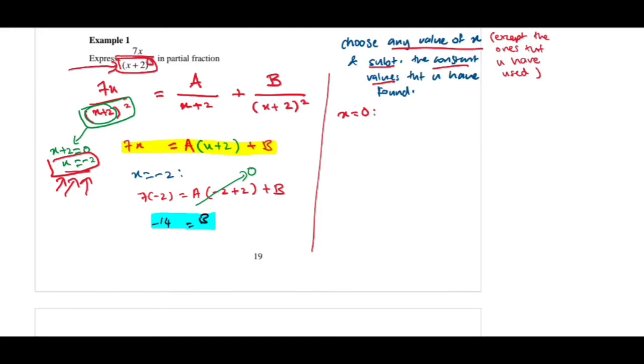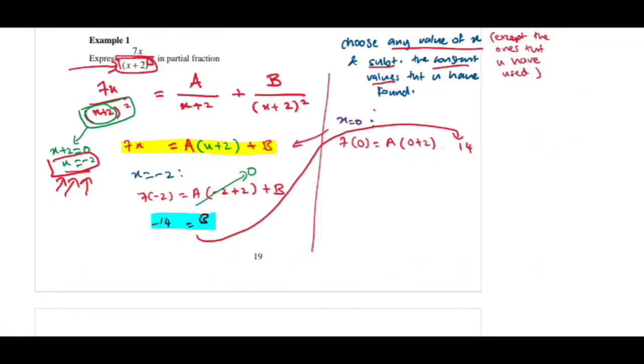Substitute in 0 into the x. And after that, for b, since we have found the value, you can just straight away write the value of b, which is negative 14. And then solve this. On the left hand side is 0. This is 2a minus 14. Bring 14 to the left hand side, positive 14. So a is just 14 divided by 2, 7.